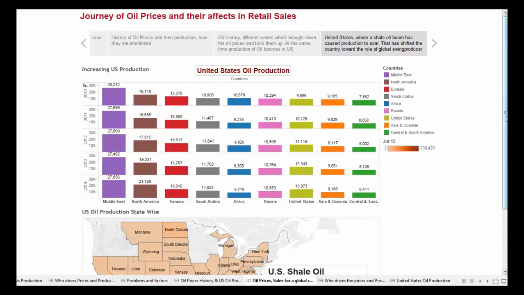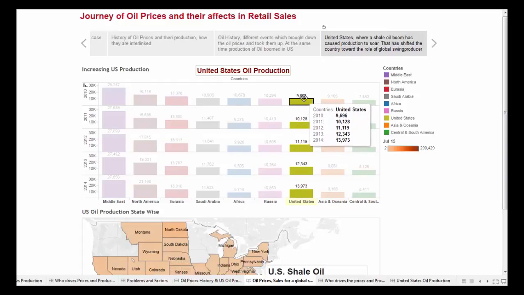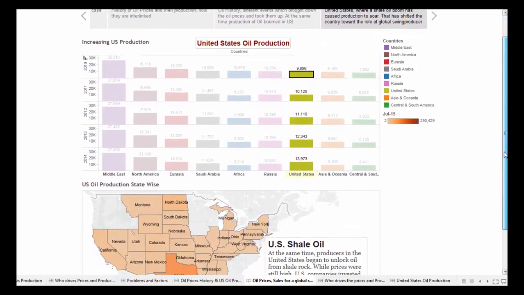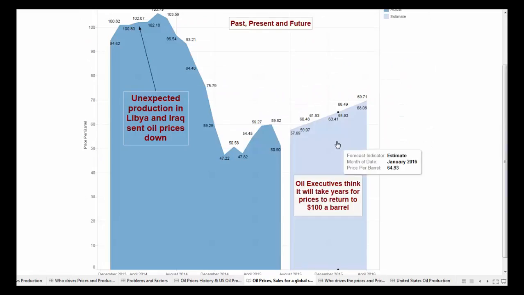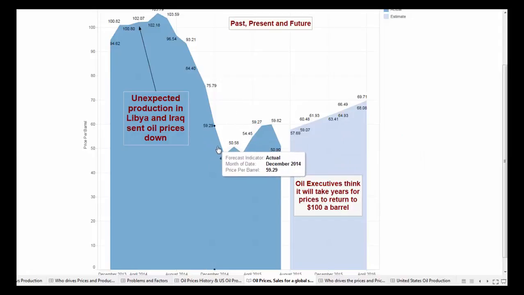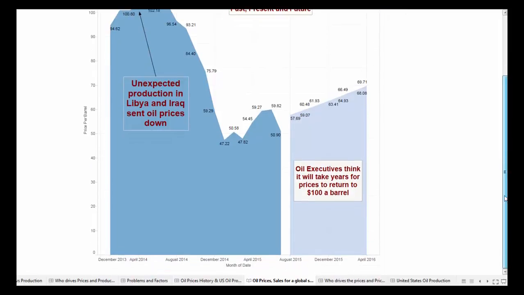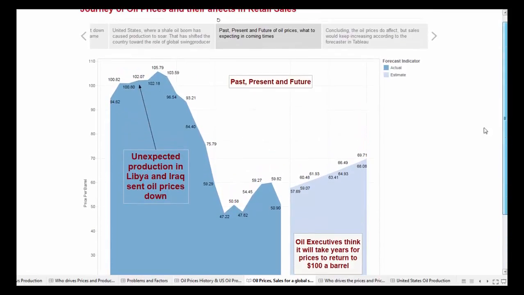Over here, we are trying to analyze the United States oil production. We can see that the production for the United States is increasing from 2010 to 2014. The United States invested heavily in new technology and other things which boomed the oil production, particularly in Texas and North Dakota. This is a general trend of the past, present, and future of oil prices. Due to unexpected production in Libya and Iraq, the oil prices were going down in 2014. Oil executives think it will take years for prices to return to $100 a barrel.